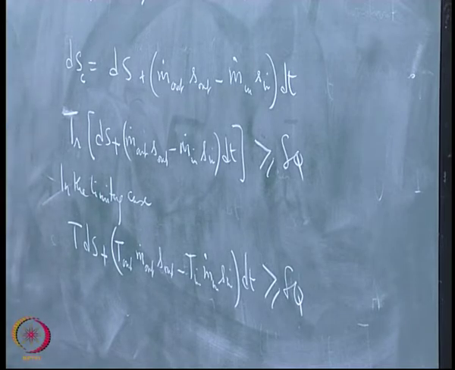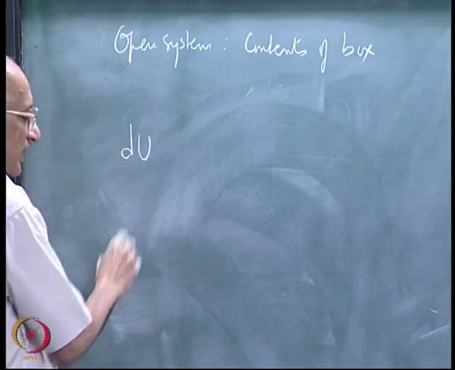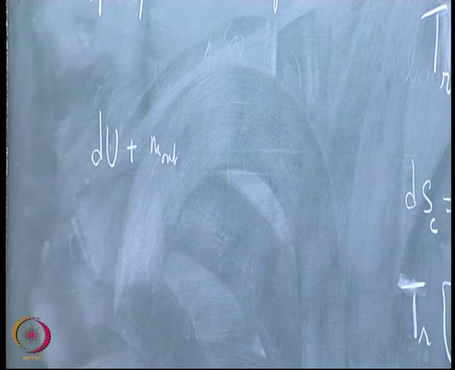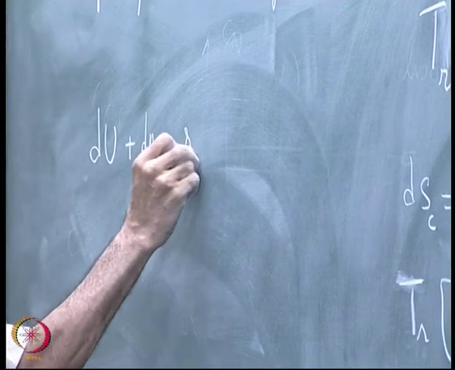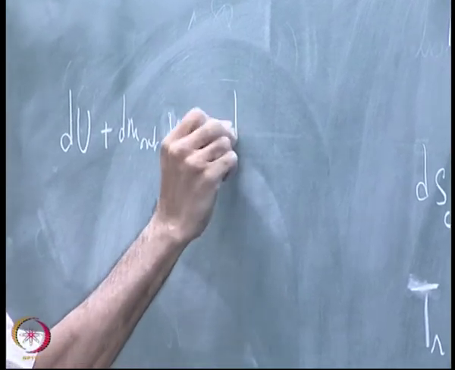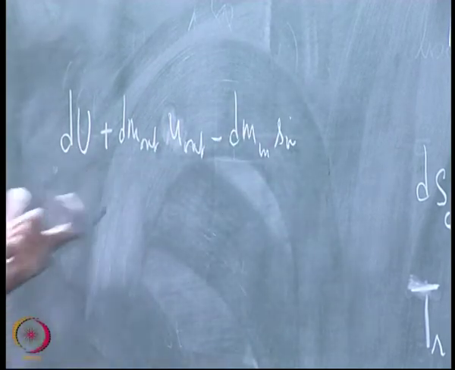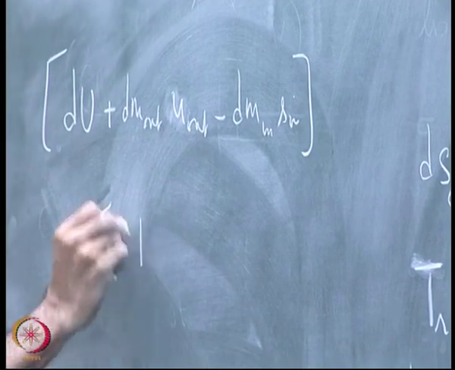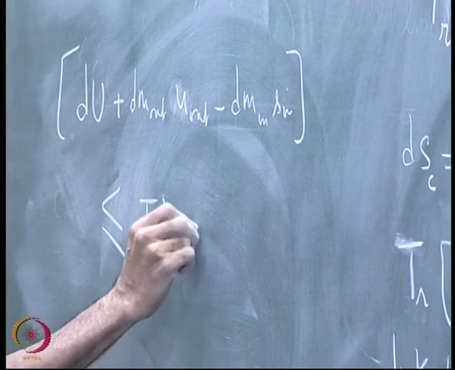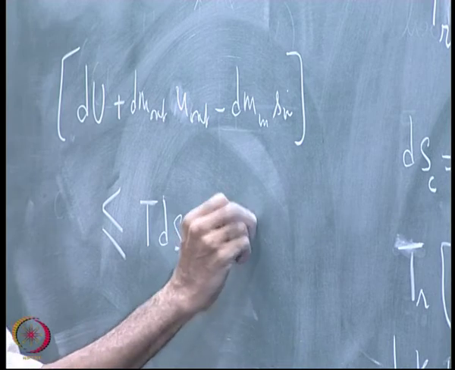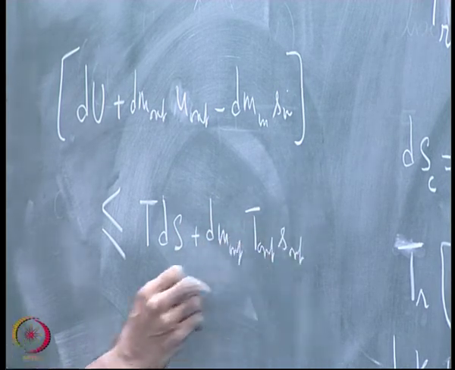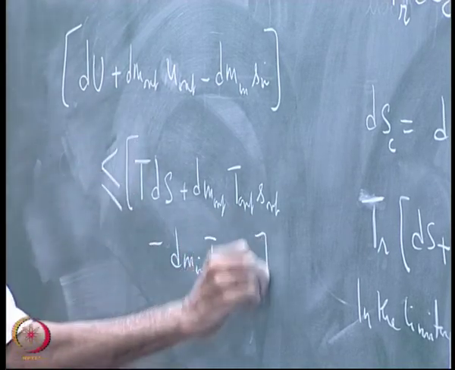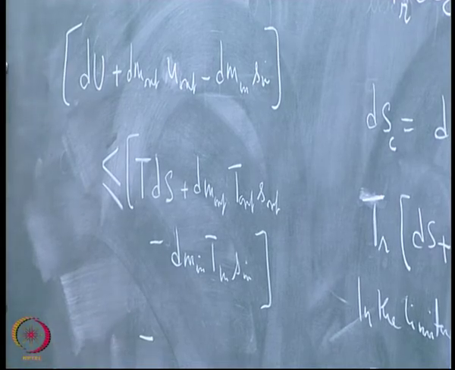So the combined form of the law would be dU plus, I will write m dot into dt will be dm, so I will write it simply as dm out s out u out minus dm in s in. This whole thing is dU for the closed system, is less than or equal to T dS, which is this one here, T dS plus dm out into T out s out minus dm in into T in s in. This whole thing is T dS for a closed system, minus delta W.